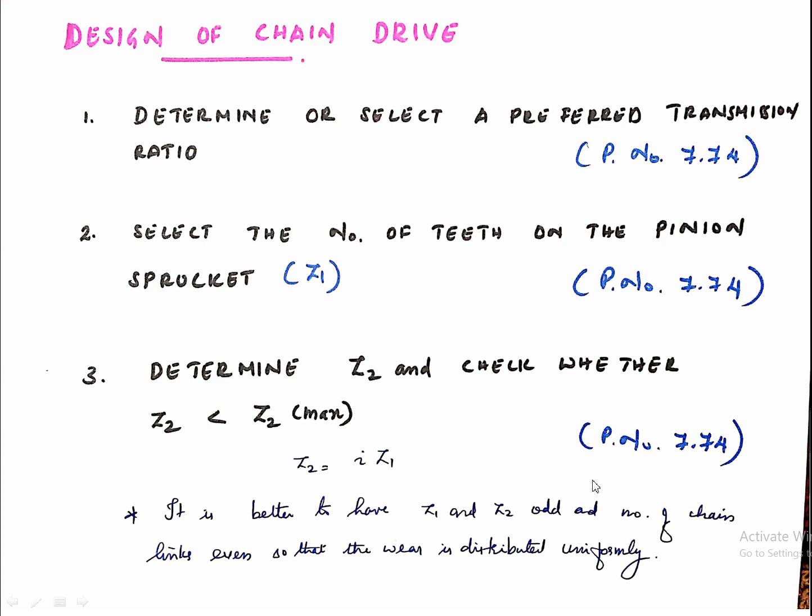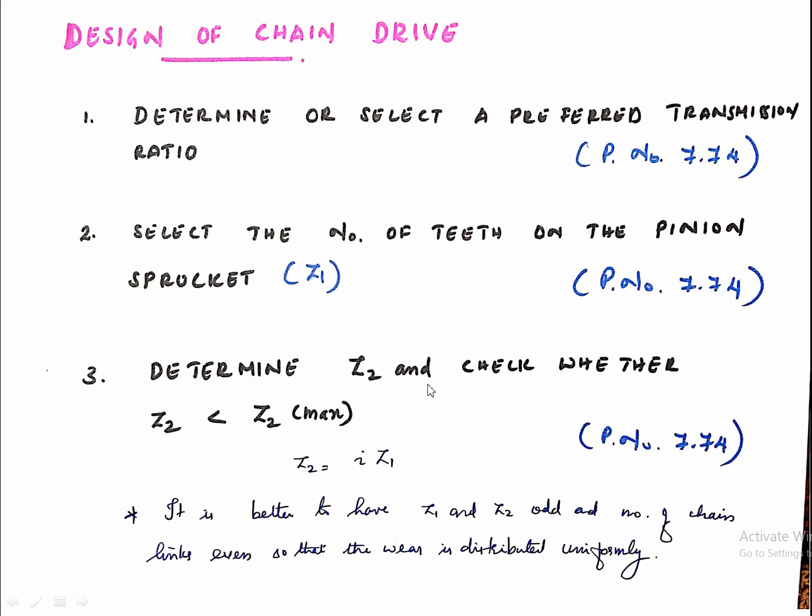If you don't remember this equation, you can find it also on page number 7.74. Now, once Z2 is found out, it must satisfy a particular relation: Z2 must be less than Z2 max. So there is a maximum limit for the number of teeth for a chain sprocket, and that is given in your data book, page number 7.74.